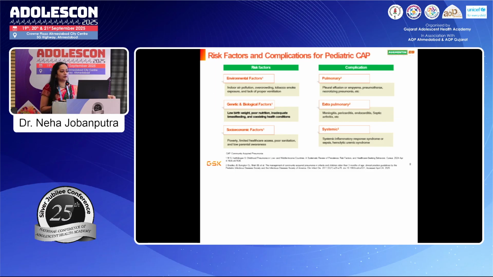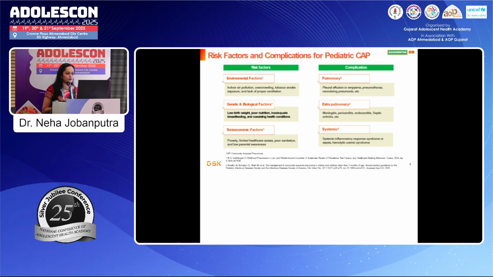Before we delve into the treatment, let's talk about the risk factors and complications of pediatric community-acquired pneumonia. Beyond microbes, there are social determinants like poverty, indoor air pollution, low birth weight, which fuel the disease. There are socio-economic factors, genetic, biological factors, environmental factors, and the complications which we see in the same order would be pulmonary, extrapulmonary, and systemic.